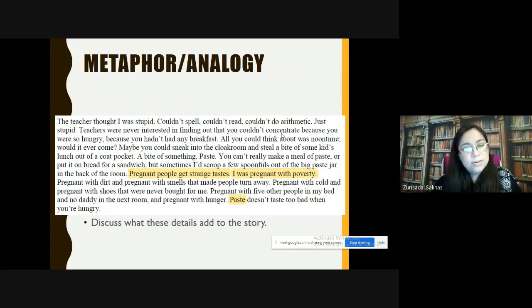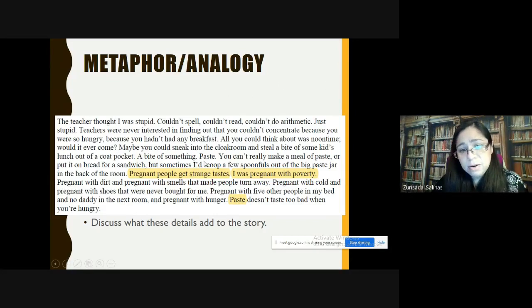All right, so here's a really interesting metaphor that quickly turns into an analogy. An analogy is also kind of like a metaphor, but he's using this comparison to prove his point. I also want to point out a very short sentence. This is called the dramatically short sentence. In this case, it's only one word. Paste.